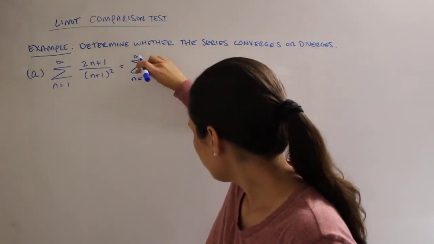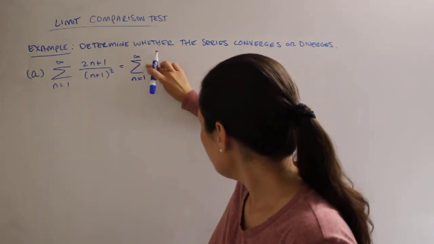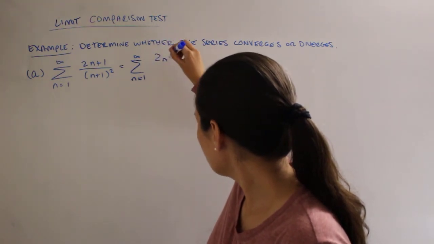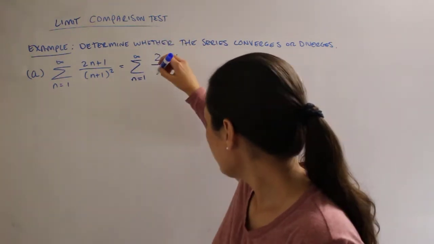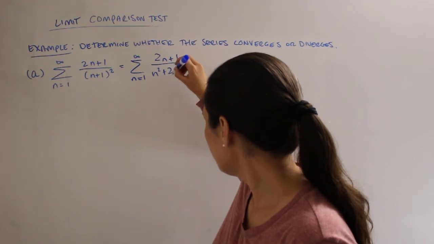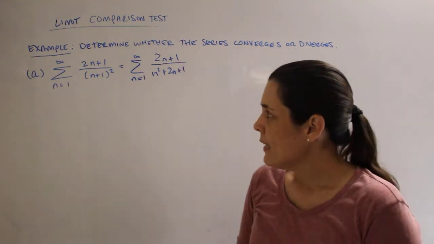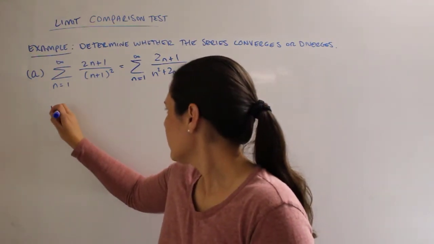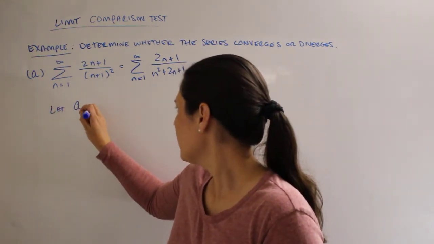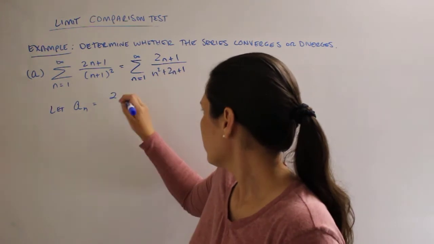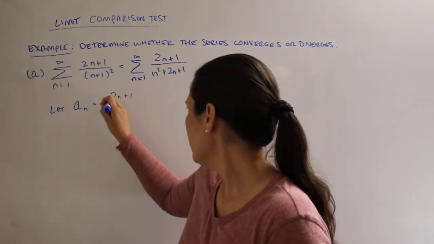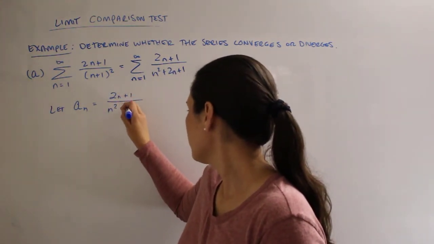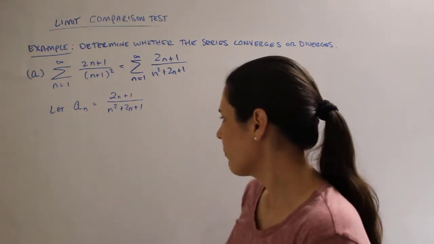So we have 2n plus 1 on top. FOIL out the bottom, you're going to get n squared plus 2n plus 1. So I'm going to call this a sub n. So we're going to say, let's go ahead and let our sequence a sub n be this right here. So this expression 2n plus 1 over n squared plus 2n plus 1.